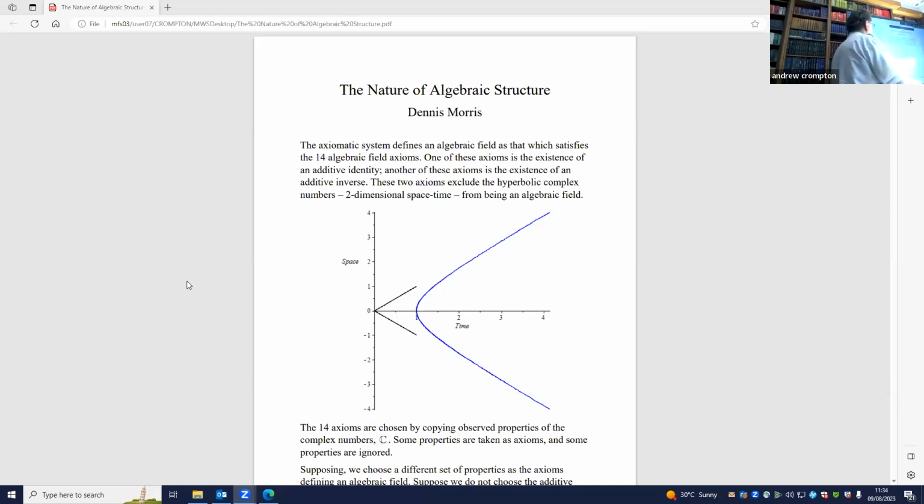Right. Normally, your algebraic field would be defined by 14 field axioms. These 14 field axioms, one of these is the existence of additive inverse, minus numbers on the real axis, and of the additive identity as a naught on the real axis. Two-dimensional space-time does not have a naught on the real axis. If we look here, that's where the naught is. They're the asymptotes. Two-dimensional space-time starts here, it's within here. This is the two-dimensional space-time plane. It's inside that blue hyperbola. That is not an algebraic field by standard algebraic field axioms. Where do the axioms come from?